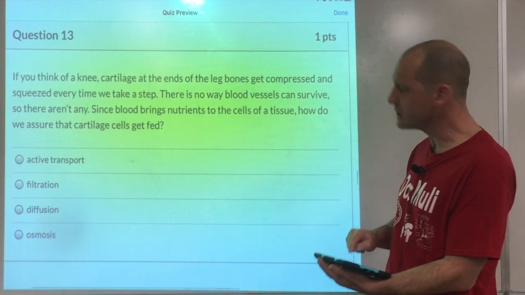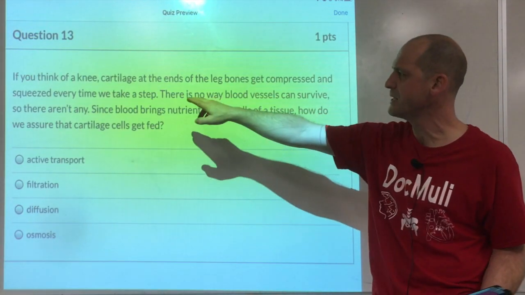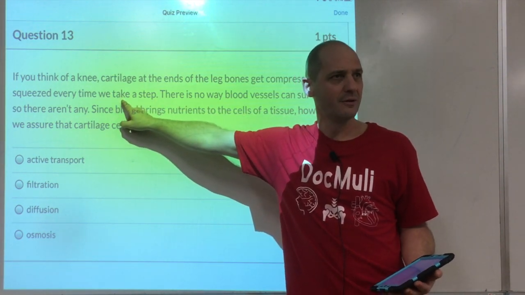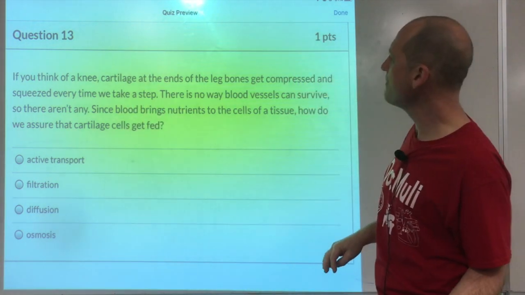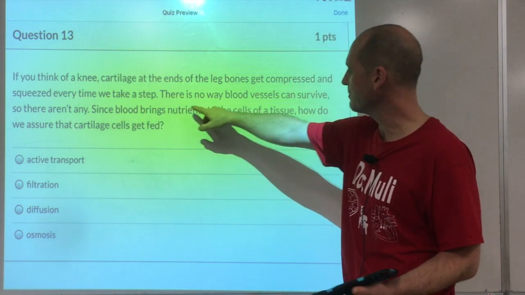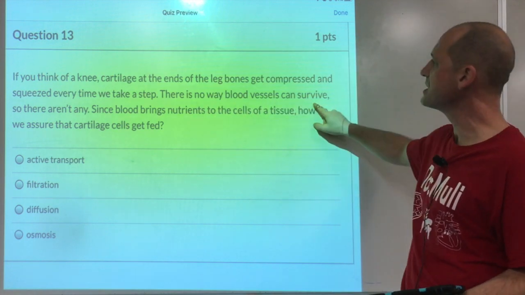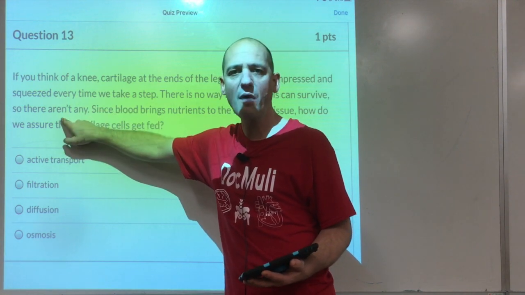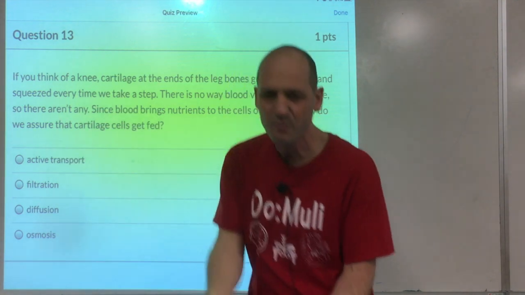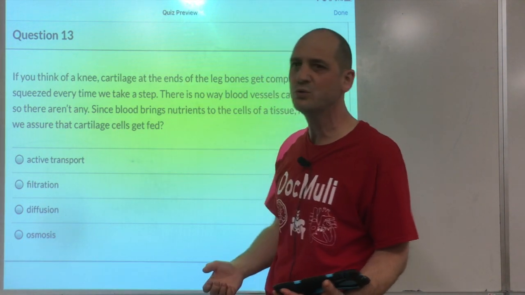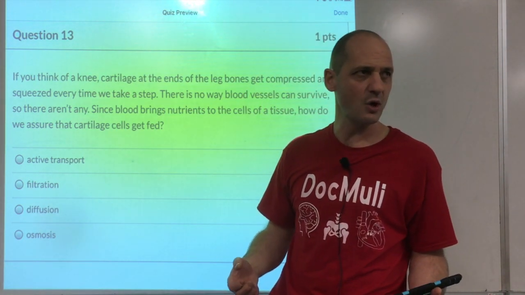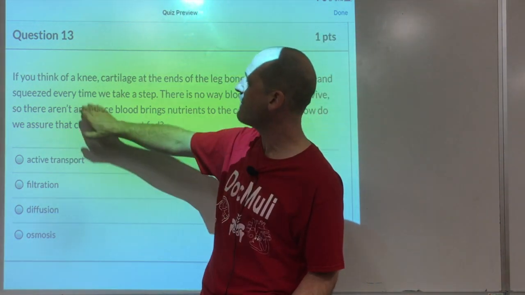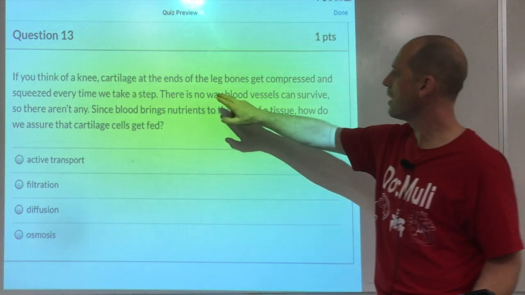If you think of knee cartilage at the ends, the bones get compressed and squeezed every time you take a step. That's how cartilage lives. Cartilage is avascular. Well, let me talk more about it here, because otherwise I'm going to answer my own question. There's no way blood vessels can survive, so there aren't any. If you have a squeezing event, and you have blood vessels in there, you have to be able to put pressure, the blood vessels are too delicate, they're going to break. And so every time you take a step, your cartilage would bleed. That doesn't work, so we don't have vascularity in those tissues.